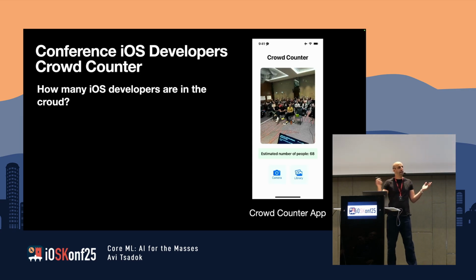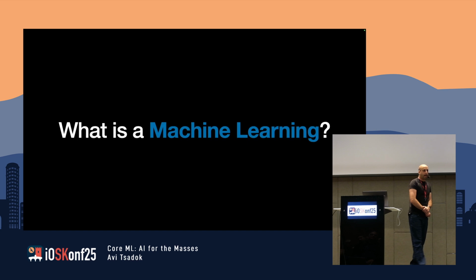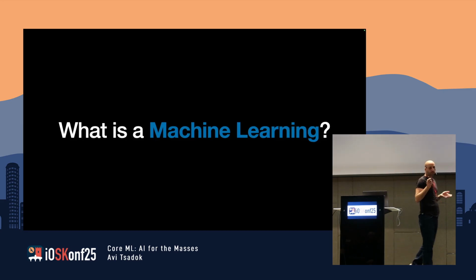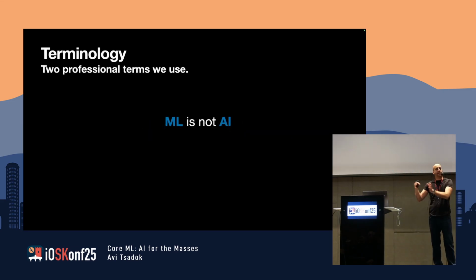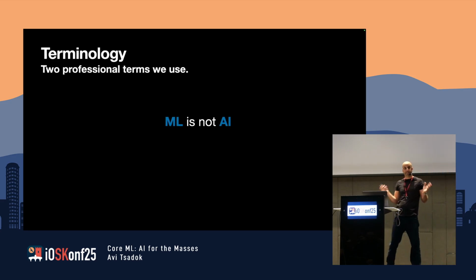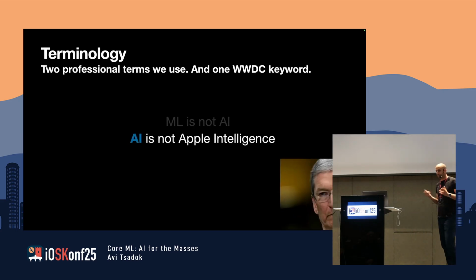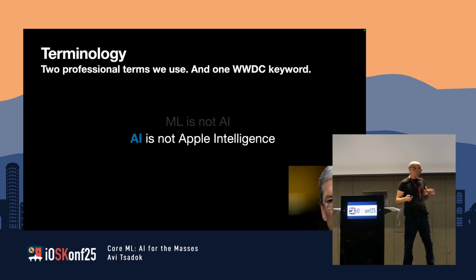Obviously, this app uses some kind of machine learning, and I want to clear some things up about what machine learning is, because not every iOS developer knows exactly what the definitions of the different terms in machine learning and AI are. So the first thing that we need to know is that machine learning is not AI, okay? These are two different things. They are related, but it's not the same. And the second thing is that AI is not Apple Intelligence. I'm sorry, Tim. Please don't block my Apple ID.